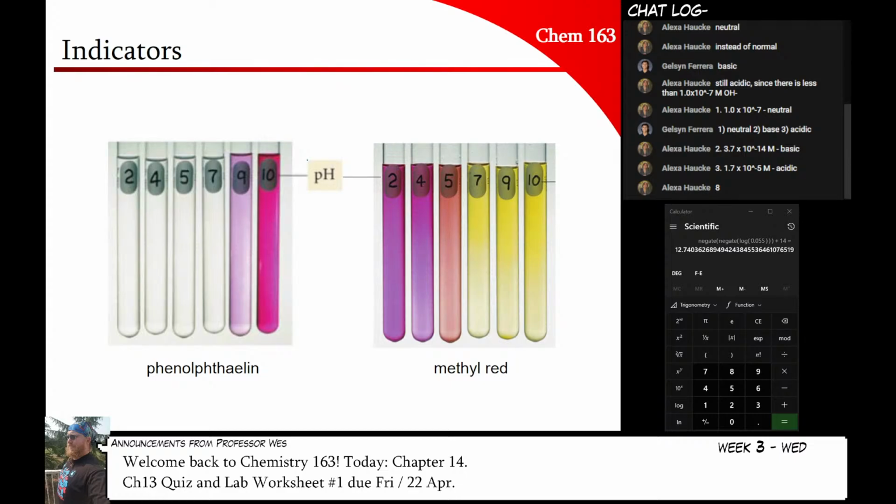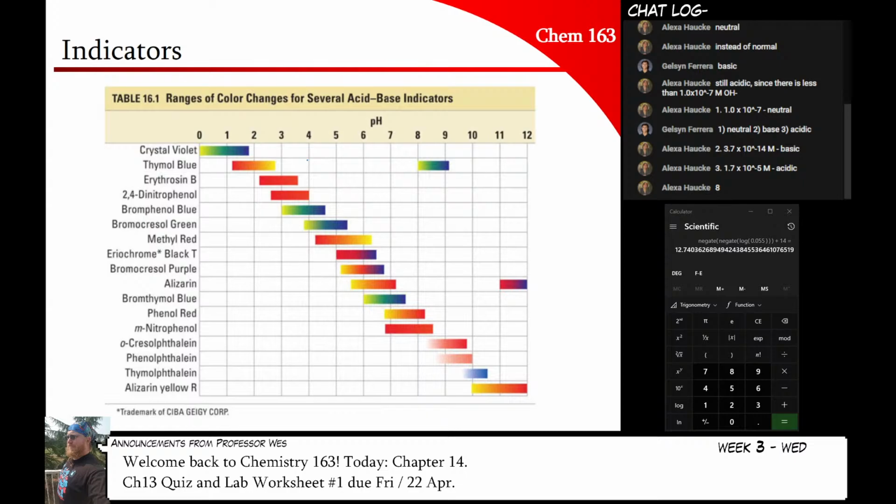Here are some examples of different indicators. So methyl red turns red around pH 5 or so. Above pH 5, it is yellow. Here's just a giant chart of a bunch of different indicators here, and their colors.